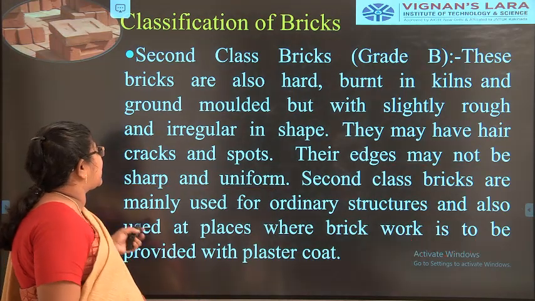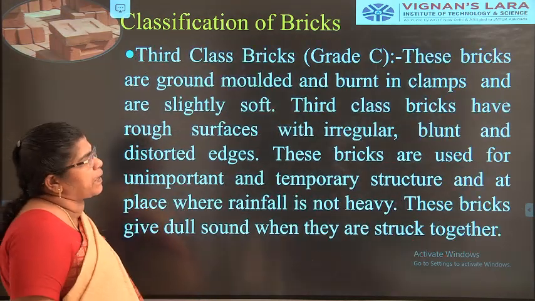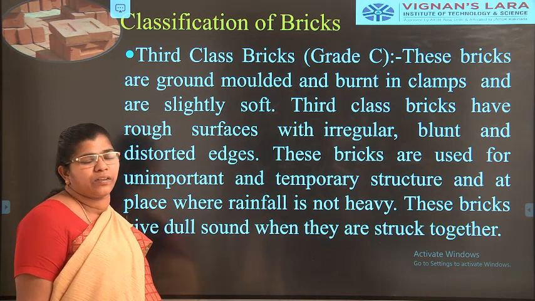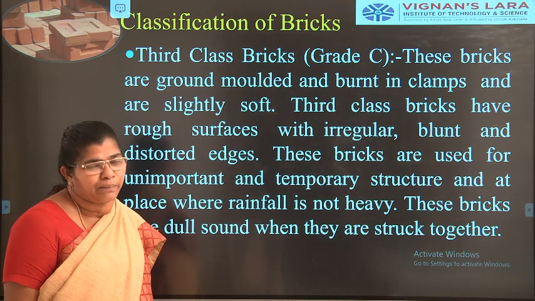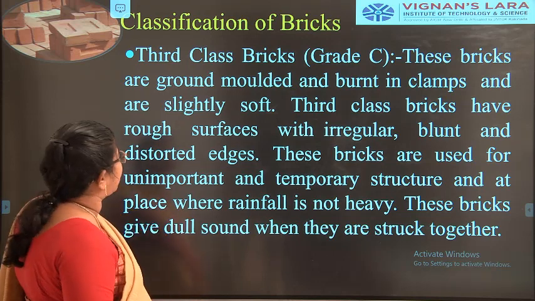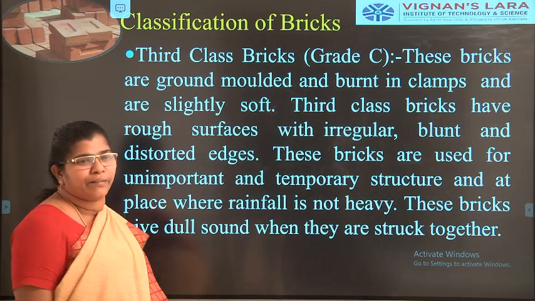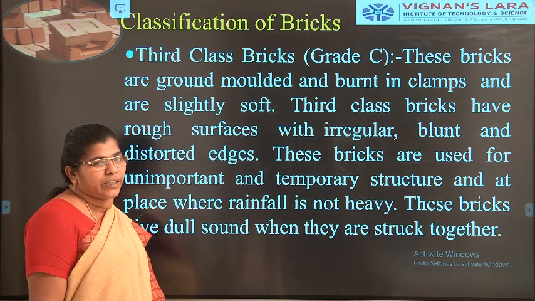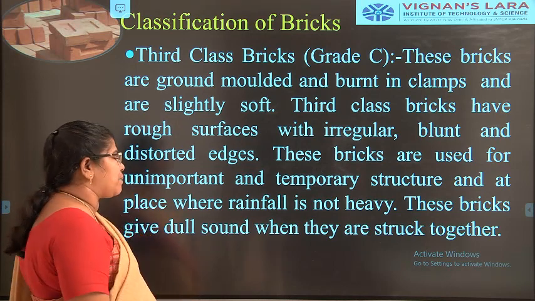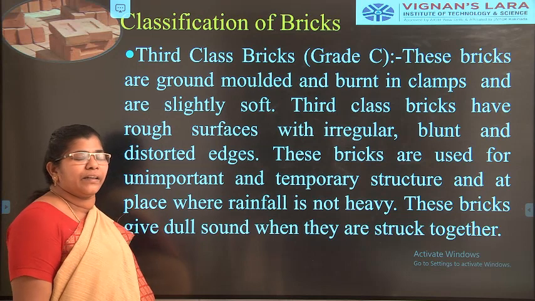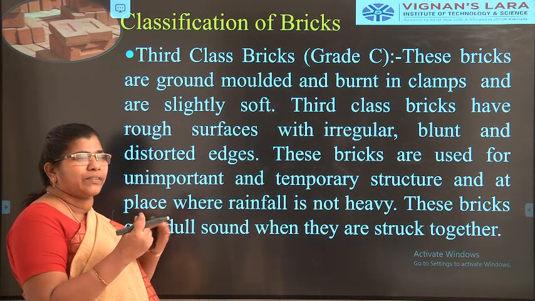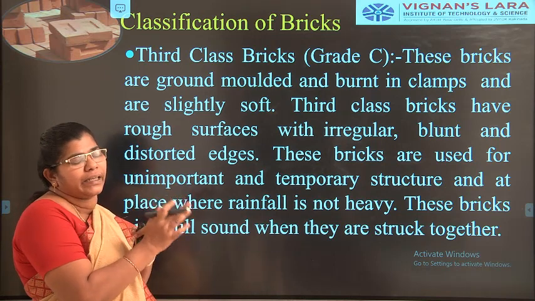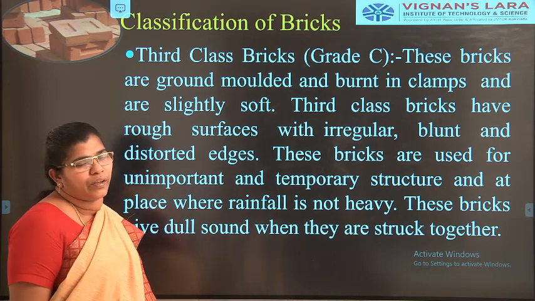The next one is the class C bricks. These bricks are mainly used for temporary structures, and the colors may be changed, the color is not uniform. Overburnt bricks come under this. They will be slightly soft, irregular in shape and blunt, with distorted edges instead of very good edges. With very good bricks, as we saw last class, when two bricks are struck against each other, they give a very clear ringing sound, but with these bricks we will have only a dull sound.